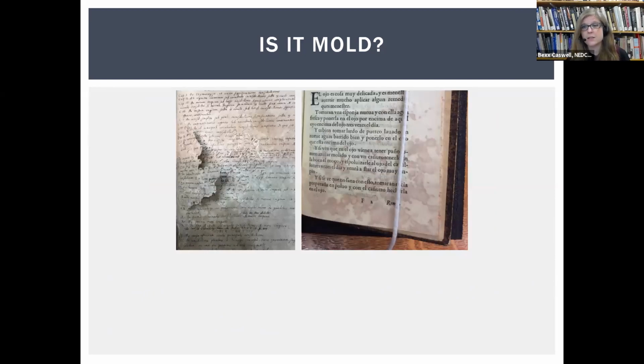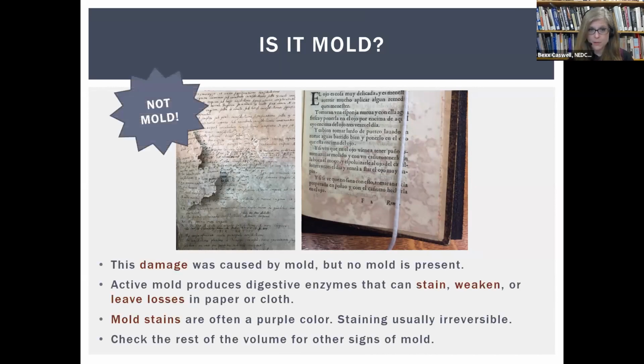All right, here's another tricky one. So on both of these books, there's definitely signs of old water damage, but it's definitely dry. And I don't really see anything raised on the paper. We could consider this one maybe a trick question. So this is not mold, but it's damage that's been caused by mold.